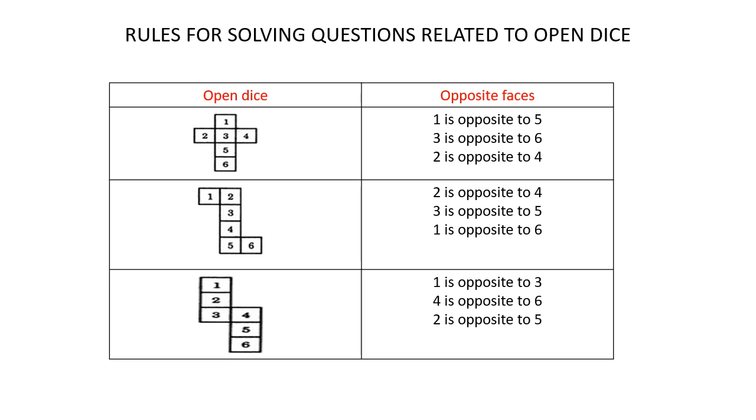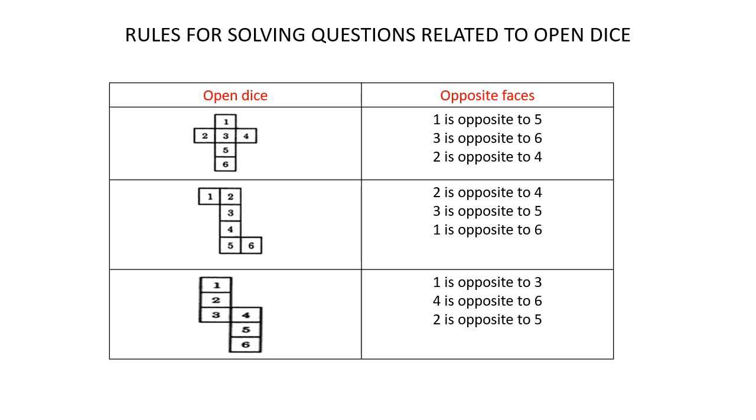Let's now learn about the rules for solving questions related to open dice. Now remember that in an open dice, in the column, the opposite faces are in the alternate positions. The left and the right extensions are opposite to each other. So in this open dice, in this column, 1 and 5 are in alternate positions and they are opposite to each other. 3 and 6 are in alternate positions and they are opposite to each other. 2 and 4 are the left and the right extensions, so they are opposite to each other. So in this open dice, 1 is opposite to 5, 3 is opposite to 6 and 2 is opposite to 4.